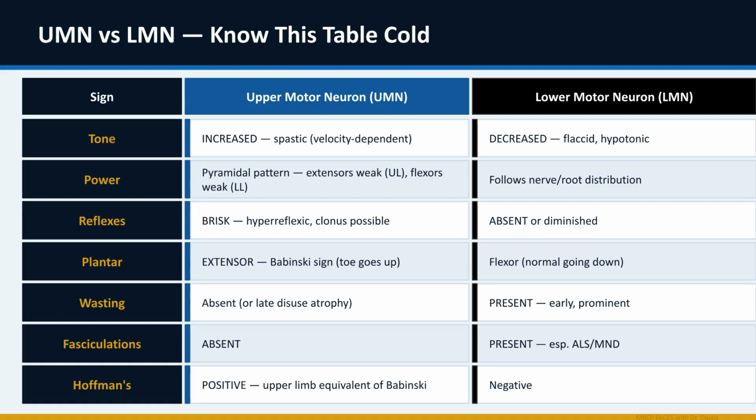Understanding the difference between an upper motor neuron and a lower motor neuron lesion is fundamental. Pay close attention to the signs relating to tone, power, reflexes, plantar response, wasting, fasciculations, and sometimes Hoffman's sign. During examination, if you find increased tone, hyperreflexia, and upgoing plantar, you should think about upper motor neuron lesions. Similarly, if you get decreased tone, absent reflexes, and downgoing plantar with weakness and fasciculations, you should think about lower motor neuron lesion. This is the first step to localize your lesion in the neuro station.